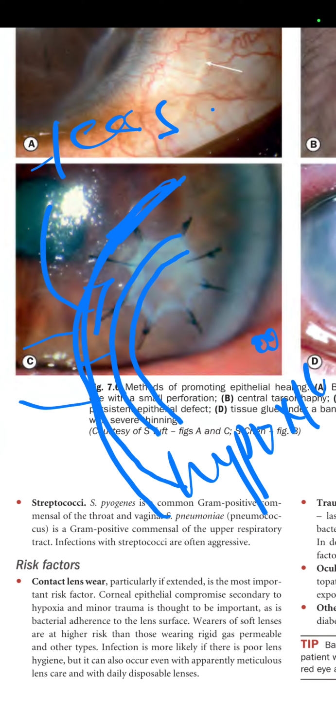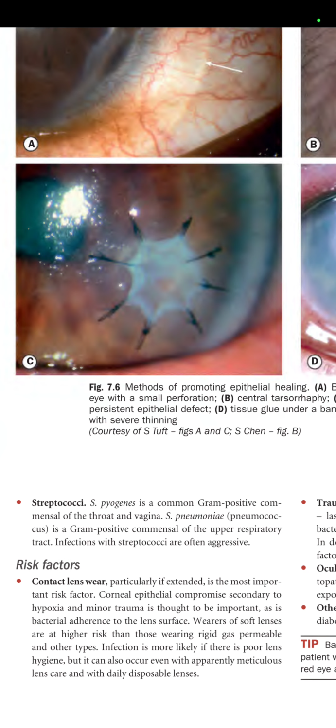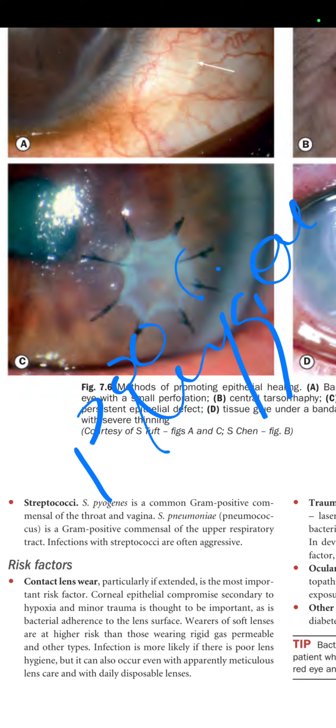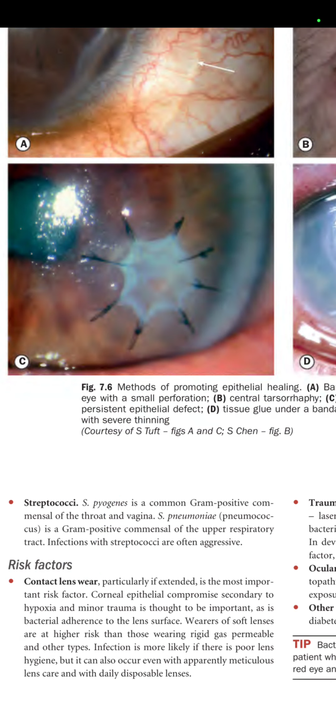Wearers of soft lenses are at higher risk than those wearing rigid gas permeable lenses and other types. Infection is more likely if there is poor lens hygiene, but it can also occur even with apparently meticulous lens care and with daily disposable lenses. So poor lens hygiene is a risk factor for bacterial keratitis, but generally any contact lens wear can cause bacterial keratitis.